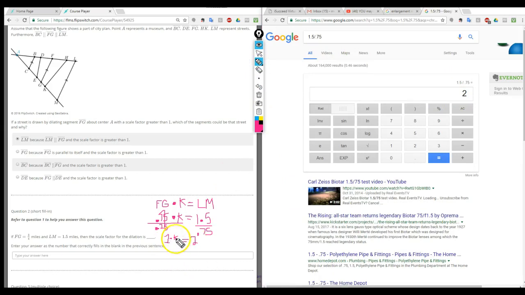So 1K in math, it was assumed that 1 times K, since it doesn't change its value, we could just write it as K equals 2. So on this, the scale factor is 2.